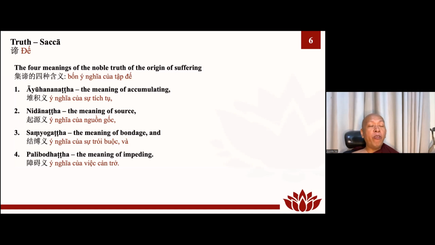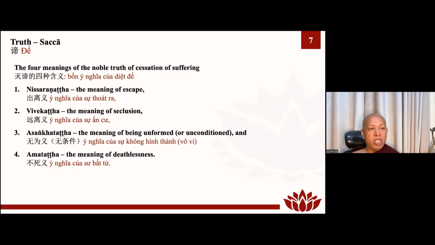Okay, briefly, we have 4 meanings of the origin of suffering. Whenever we talk about the origin of suffering, we have to remember these 4. These are the names or the meanings of the noble truth. Okay, we will continue with the next one, Nirodha Satya, the 4 meanings of the noble truth of the cessation of suffering.